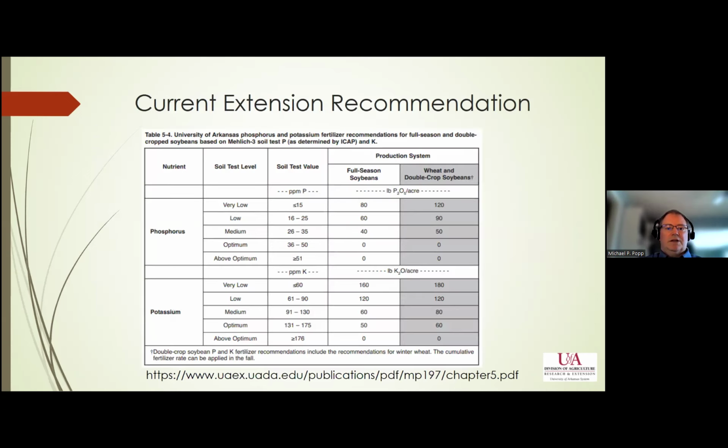However, current extension recommendations are based on a build and maintain philosophy. And so depending on what your soil test values are for potassium in soybeans, and I'm going to talk about soybeans a bunch today, you would be applying 160 to 180 pounds of K2O per acre. The budget said 60, so they were probably assuming that the soil test K level was in the medium range, and that's where the 60 pounds comes from. But if you're in the 61 to 90, then you double that, and 5% of revenue for that cost item turns into 10%, and so on and so forth.